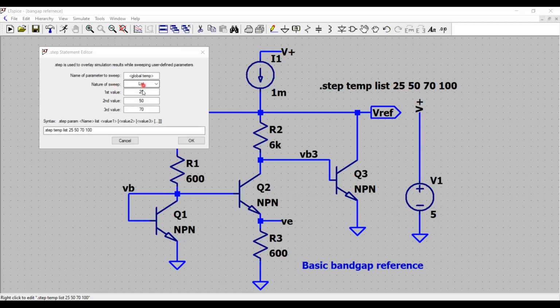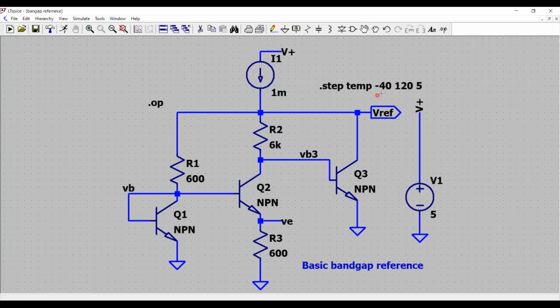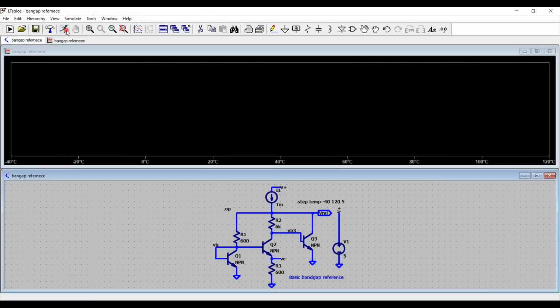So instead of list, let's say linear, and the start value, let's change it to -40, for example, and the stop value, let's say 120, and increment, let's say 5, something like that. So it is going to start from -40 and end at 120 degrees centigrade in steps of 5-degree increment from -40 onwards. So with all that, let's click run.